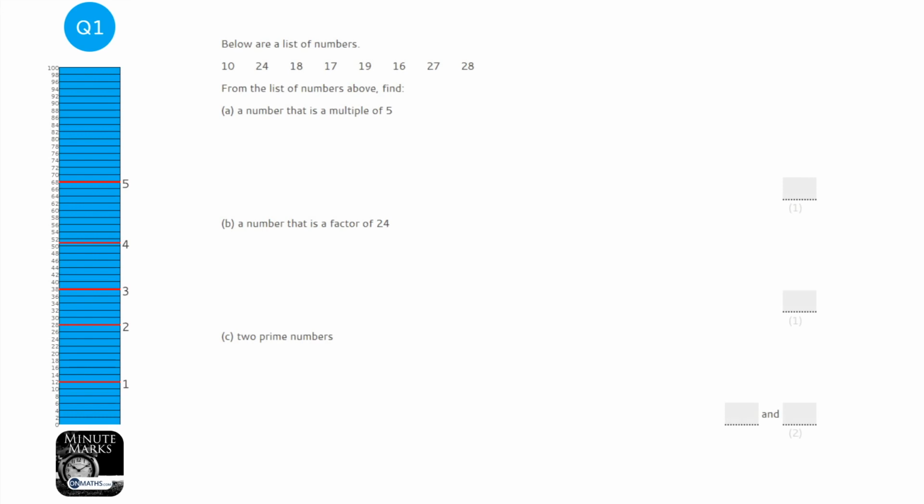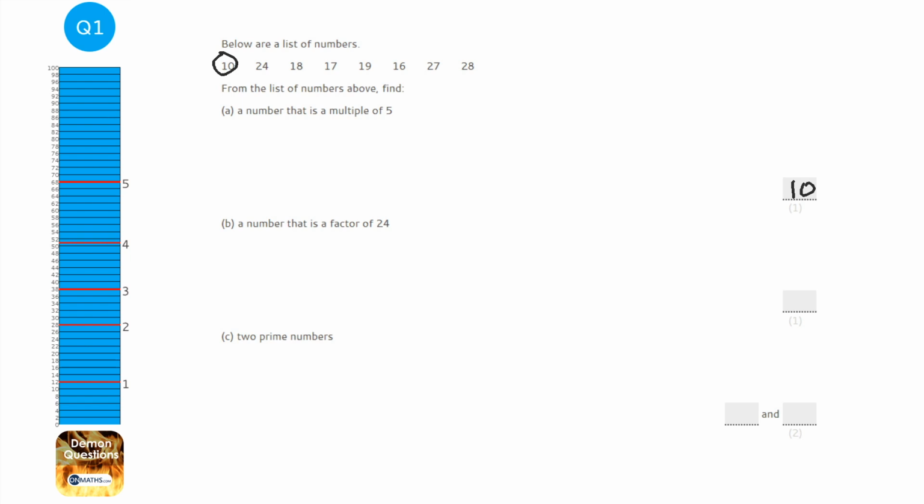For this question, we need to understand the difference between multiples and factors. Multiples are just a number's times table. So the multiples of 5 will be 5, 10, 15, 20, etc. Every number in the 5 times table ends in 0 or 5. Looking at the list of numbers we've got here, there's only one that ends in a 5 or a 0, which is 10. So 10 is a multiple of 5.